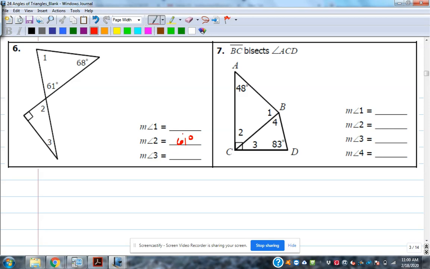How much for angle 1 or 3? Angle 1 is 51. Same rule, 61 plus 68, subtract from 180. Easy stuff today.